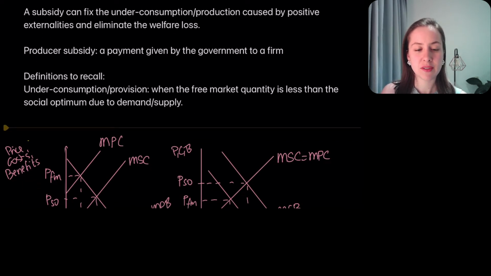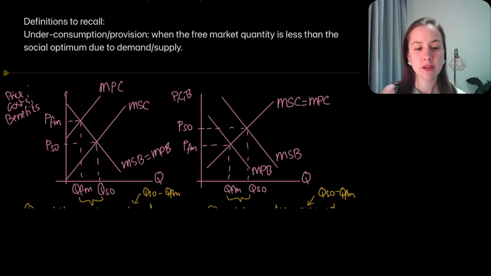Okay, so to recap, a subsidy is a payment given by the government to a firm. It turns out we're going to use it to solve the underconsumption or underproduction problem that positive externalities cause, and that's going to help us to eliminate the welfare loss in theory. So we've got a whole bunch of definitions to work our way through.